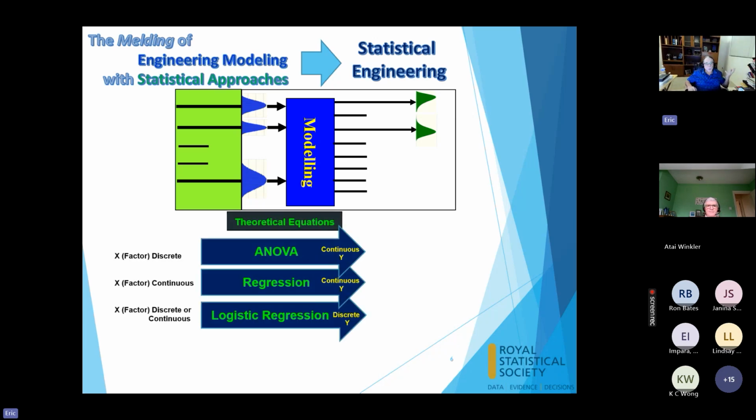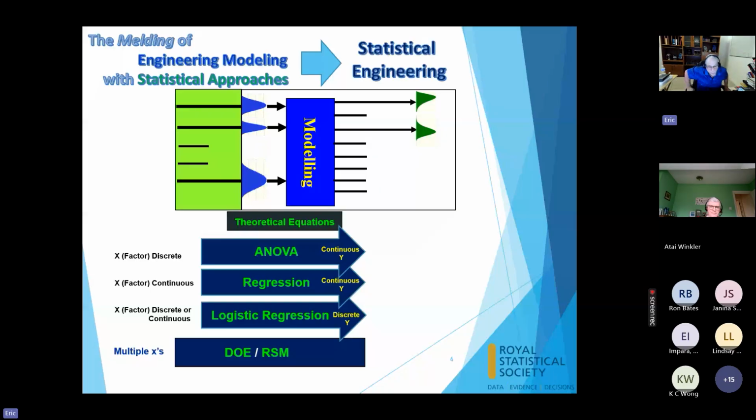Now, how do you come up with that model? Well, sometimes, as I mentioned before, the models can come from theoretical equations like the ideal gas law, P equals nRT, or Ohm's law, or whatever else. If you don't have a model, or you don't trust your model, you can use statistical methods like ANOVA if your y is continuous and your x is discrete, like different suppliers. Regression analysis if your x's and your y's are both continuous. Logistic regression if your output, your response, your requirement is pass-fail or discrete, and your factors are continuous or discrete. And of course, if you have multiple factors, you can combine those analysis approaches, ANOVA, regression, logistic regression, off of a designed experiment, DOE, or response surface modeling, RSM, to come up with more quadratic kinds of models.